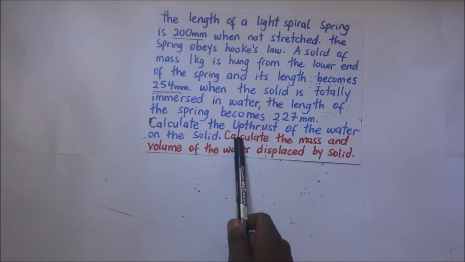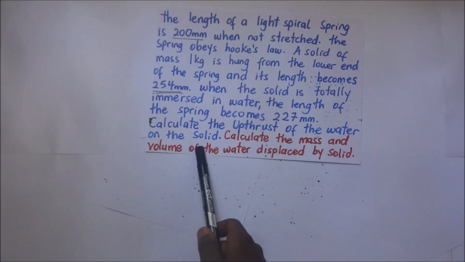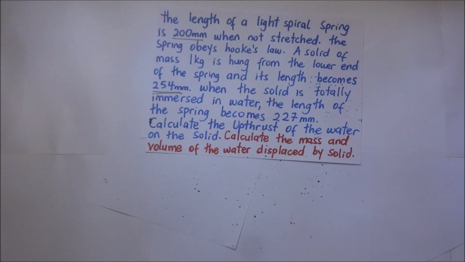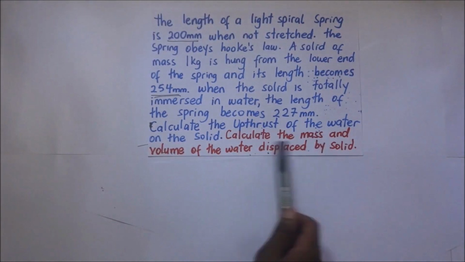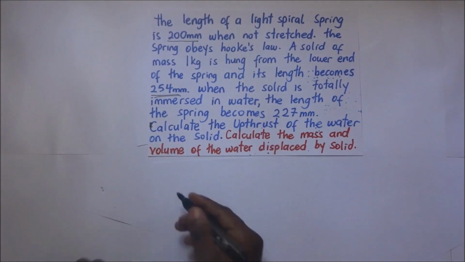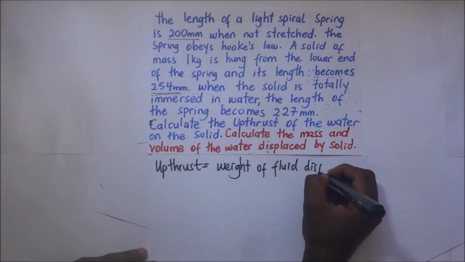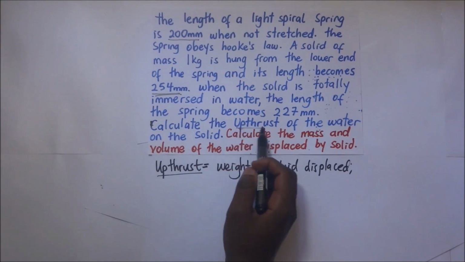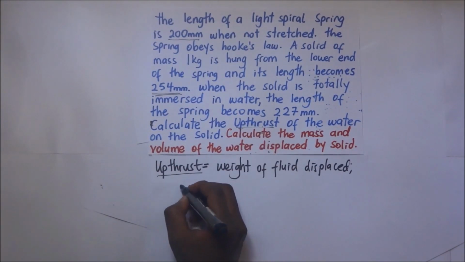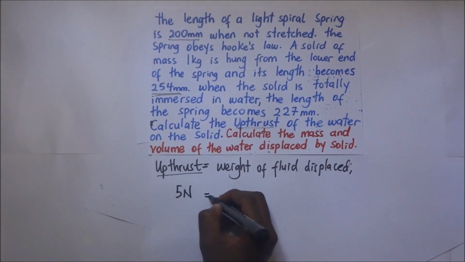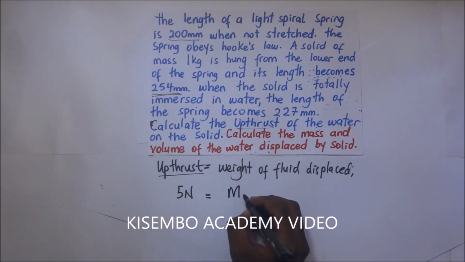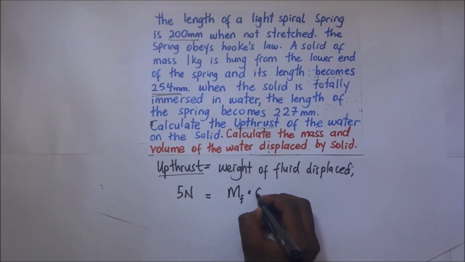Now the other part is telling us to calculate the mass and the volume of the water displaced by the solid. Again here, we are going to use Archimedes principle. Now we already got upthrust in the first portion of the question, so we got our upthrust as 5 newtons. This is going to be equal to the weight of the fluid displaced. Of course, the weight of the fluid displaced here is given by the mass of that fluid multiplied by gravity.